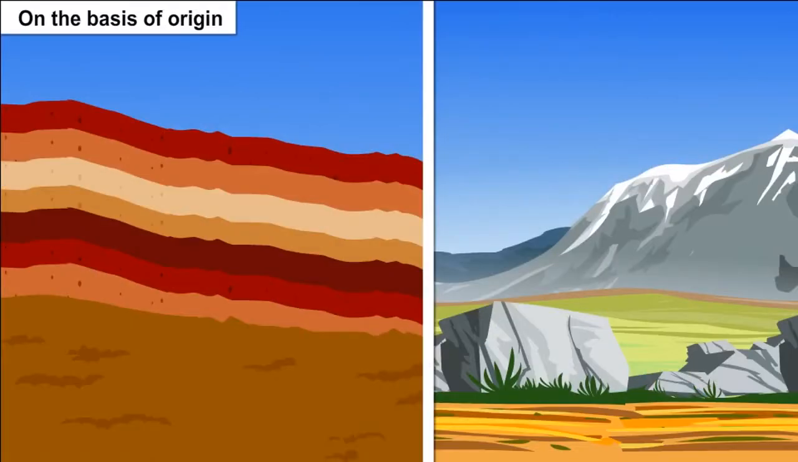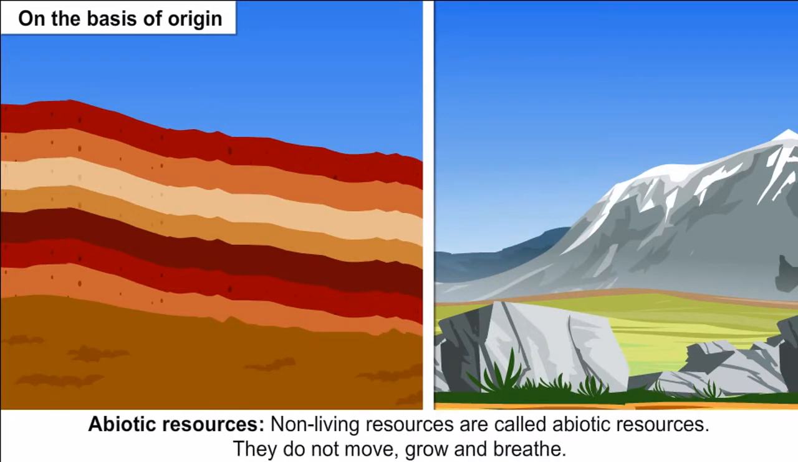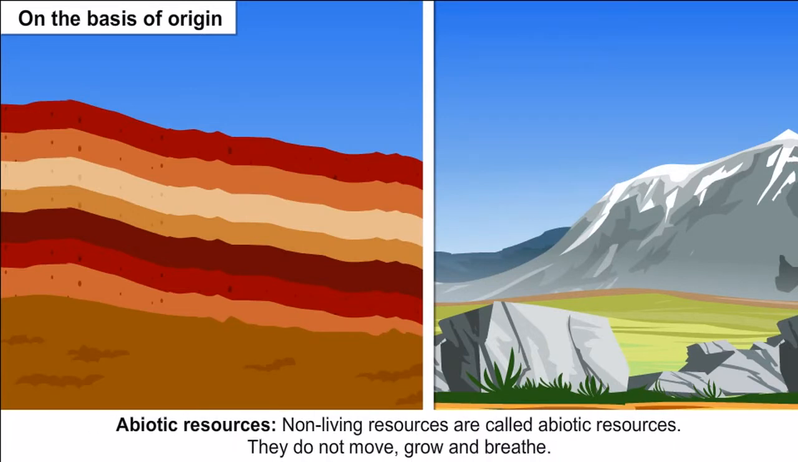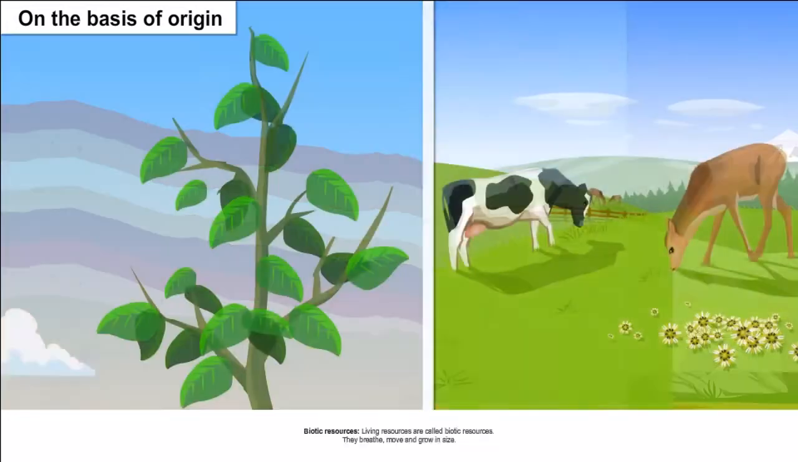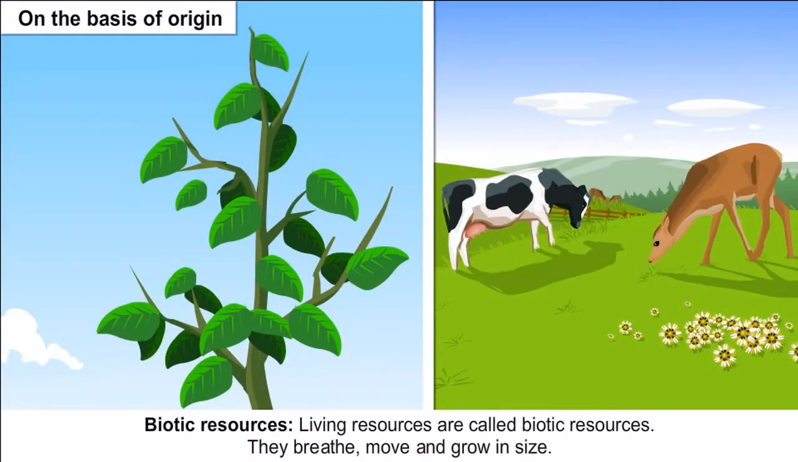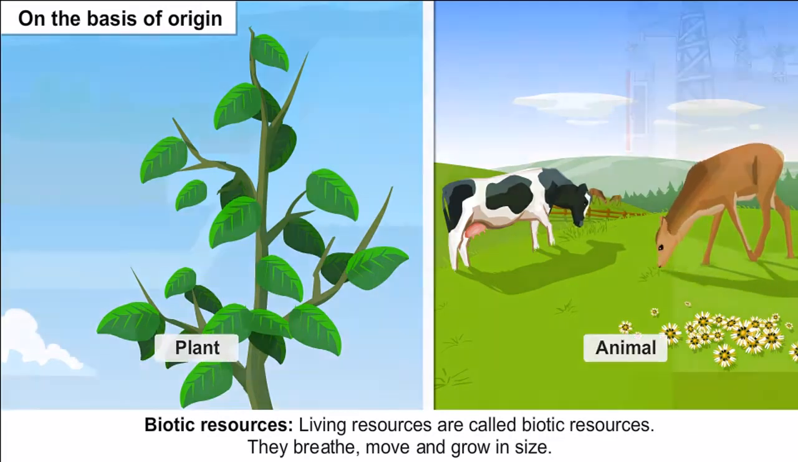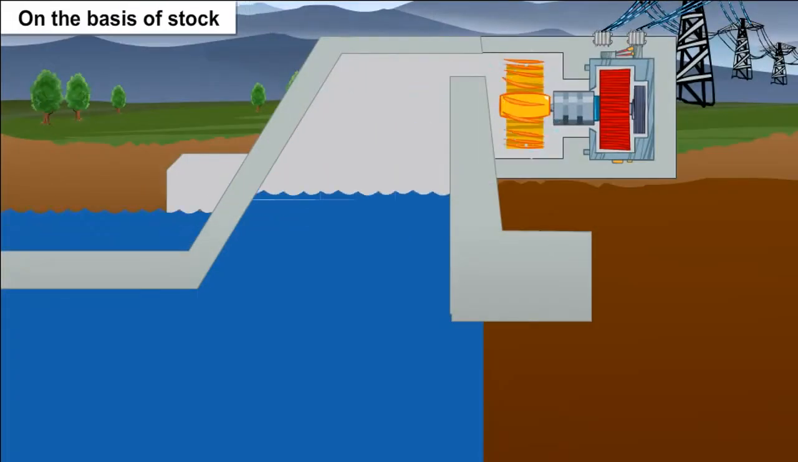On the basis of origin. Abiotic resources. Non-living resources are called abiotic resources. They do not move, grow and breathe. Example, soil, rock. Biotic resources. Living resources are called biotic resources. They breathe, move and grow in size. Example, plant, animal.